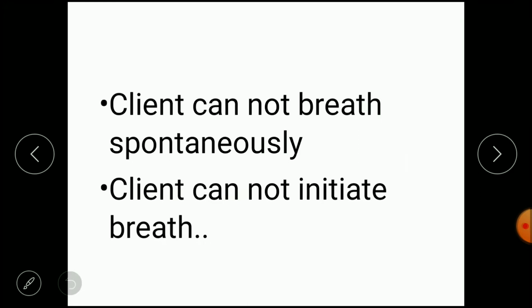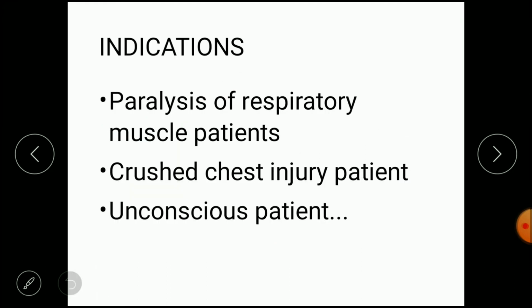The client cannot breathe spontaneously. As I said previously, in this type of mode the patient cannot initiate a breath. The tidal volume, the respiratory rate and the oxygen concentration are all provided by the machine only. So the client cannot initiate a breath and cannot breathe spontaneously.